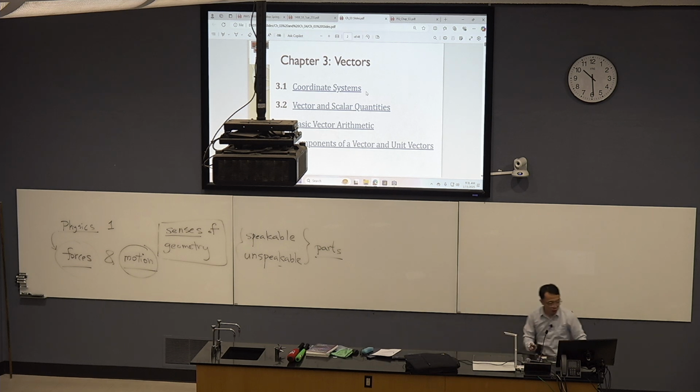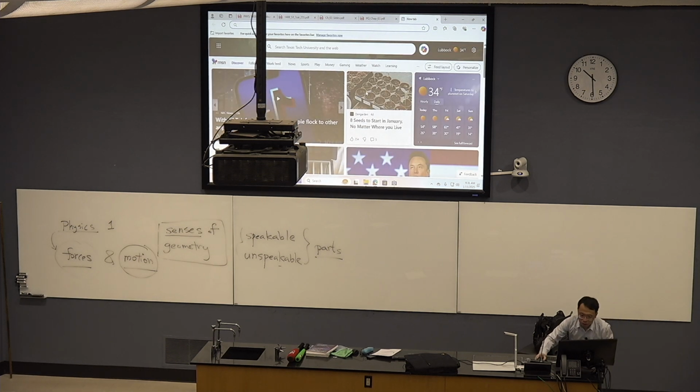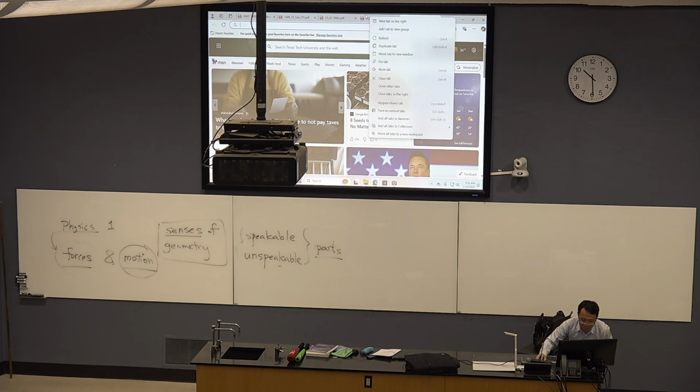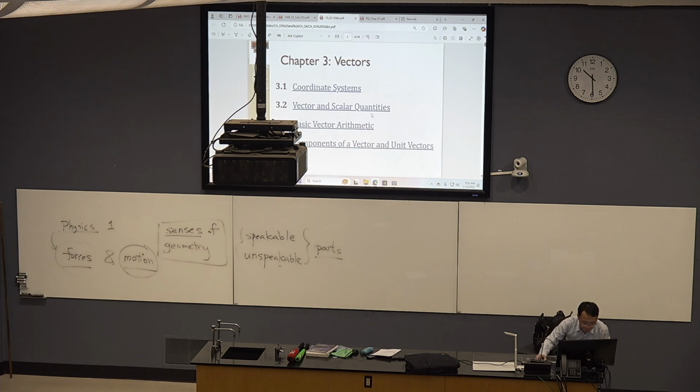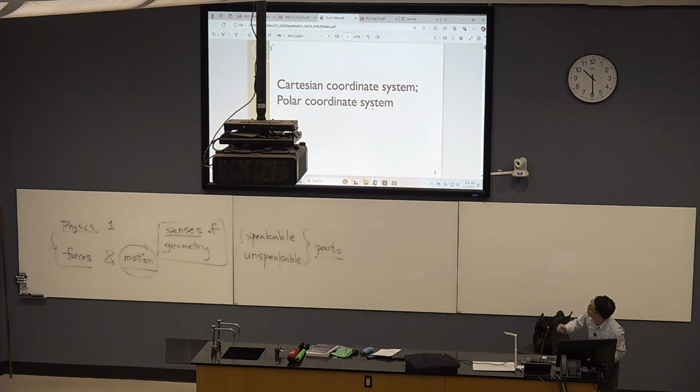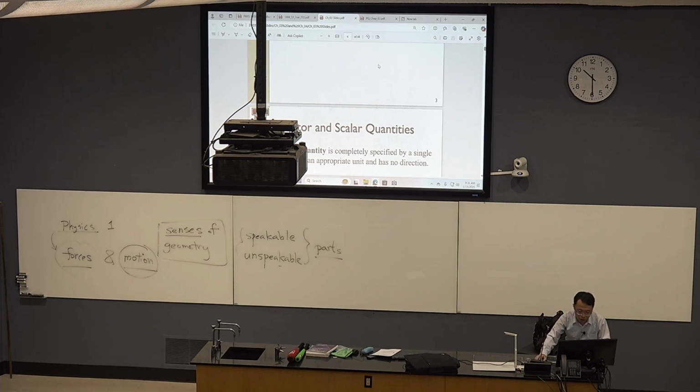So now let's move on. Since geometry is so important, we start with vectors, chapter 3. Sorry, this is not my computer, so that's why. First we consider coordinate systems. There are 2 kinds of coordinate systems we will learn this semester. One is called Cartesian coordinate system, which you have learned in high school. The other is called polar coordinate system, which some of you may have heard of, but some of you may not have, but it's fine. We will learn about all these things.